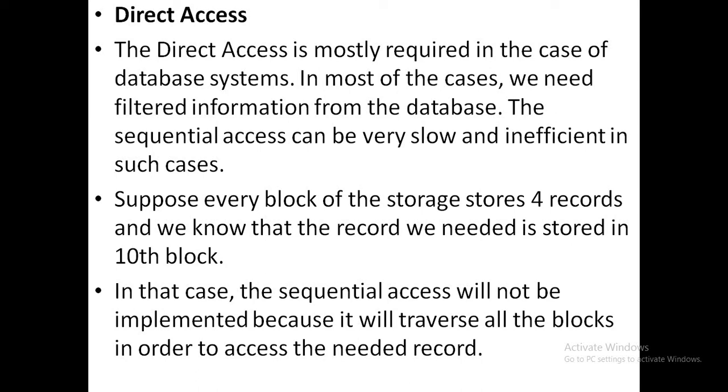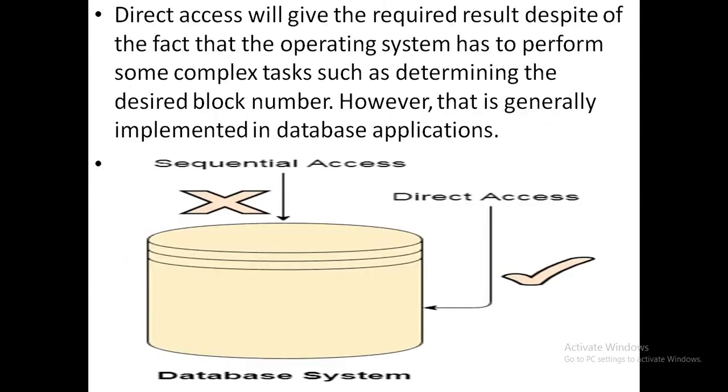This is the example. So in this case, the sequential access will not be implemented because it will traverse all the blocks in order to access the needed record. So direct access will give the required result despite the fact that the operating system has to perform some complex tasks such as determining the desired block number. However, that is generally implemented in database applications.